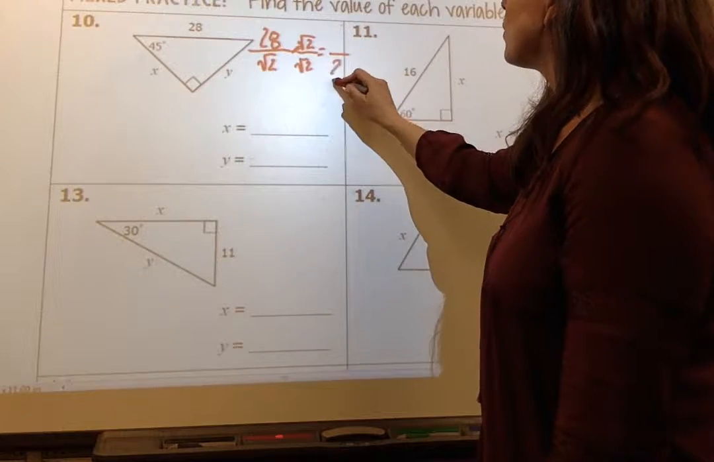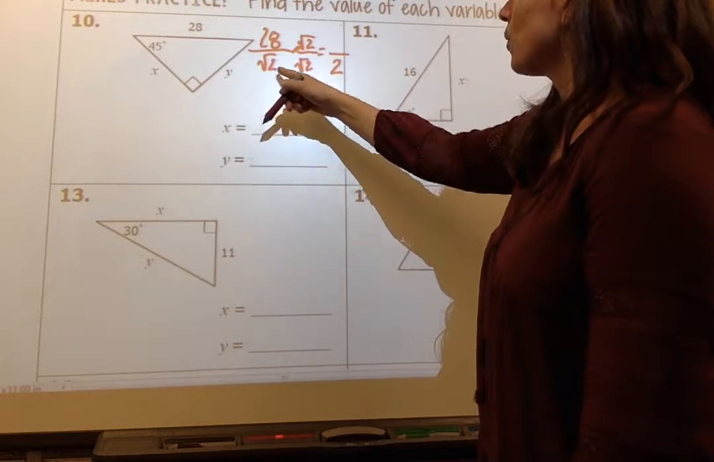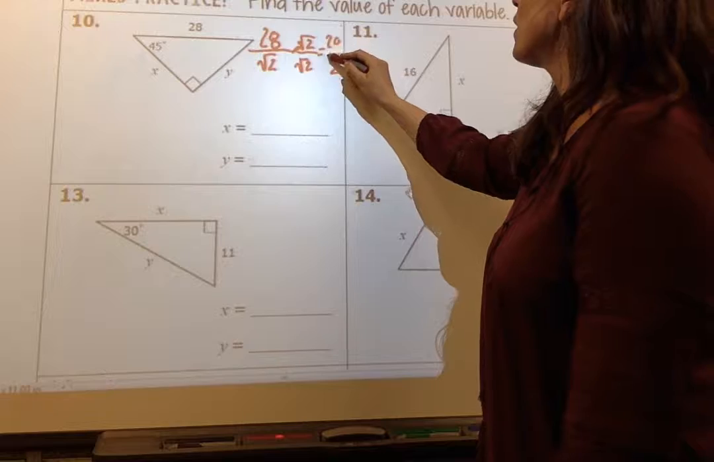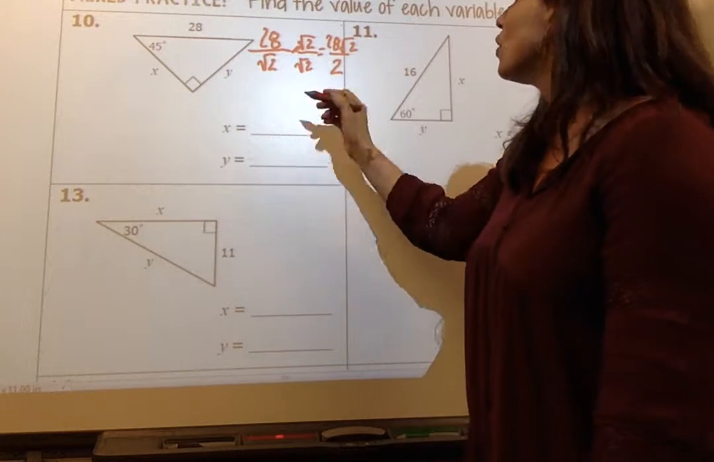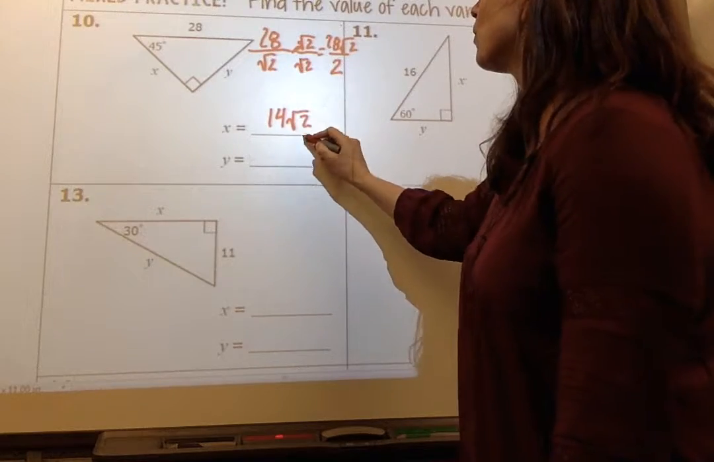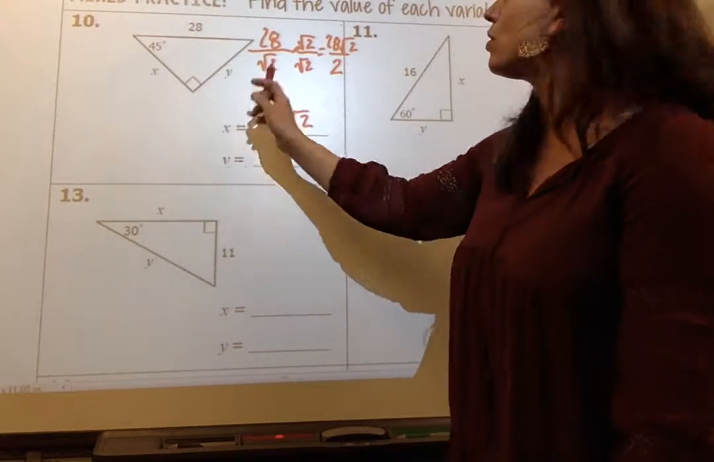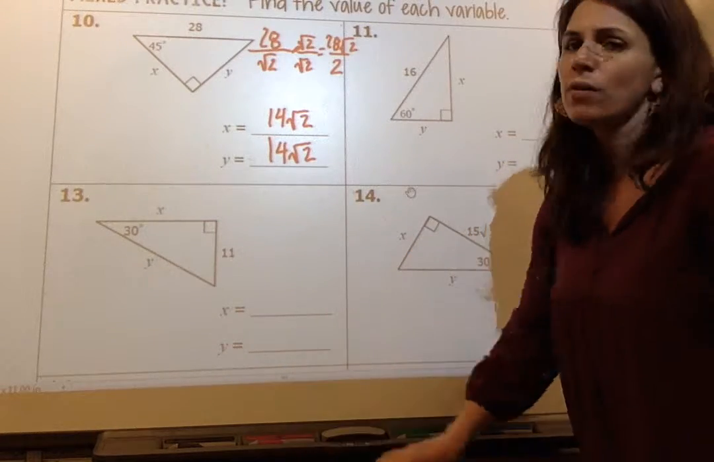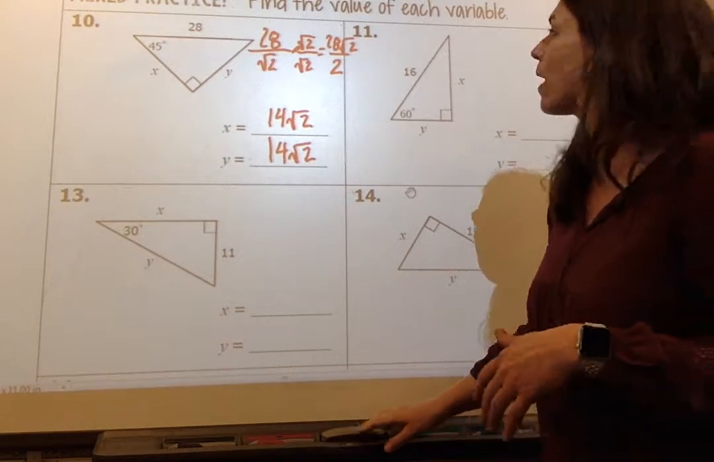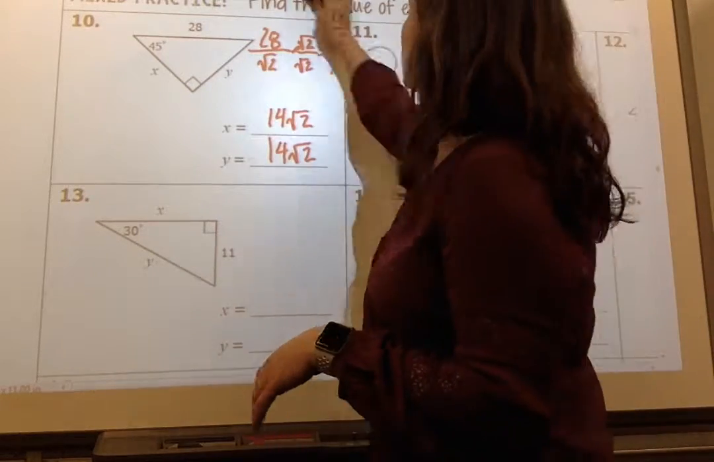And what happens is we have 2, since square root of 2 times square root of 2 is 2, and then 28 square root of 2. But I can reduce 28 over 2 to 14 square root of 2. And if x is 14 square root of 2, then y is 14 square root of 2. Okay? So this could be a lesson in clearing out your radicals. All right, let's take a look at number 12.